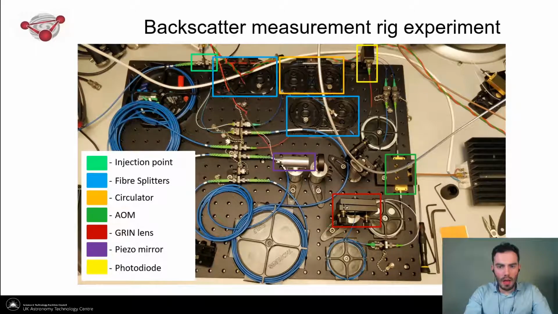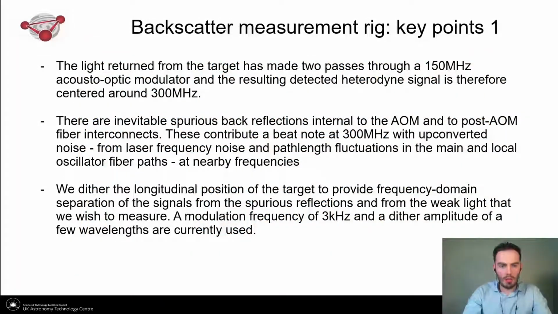And the piezo mirror is contained within the silver tube within the purple box, and is normally oscillated at 3 kHz. So there are a few key points to note about this before I present the results. So some key points to note here.